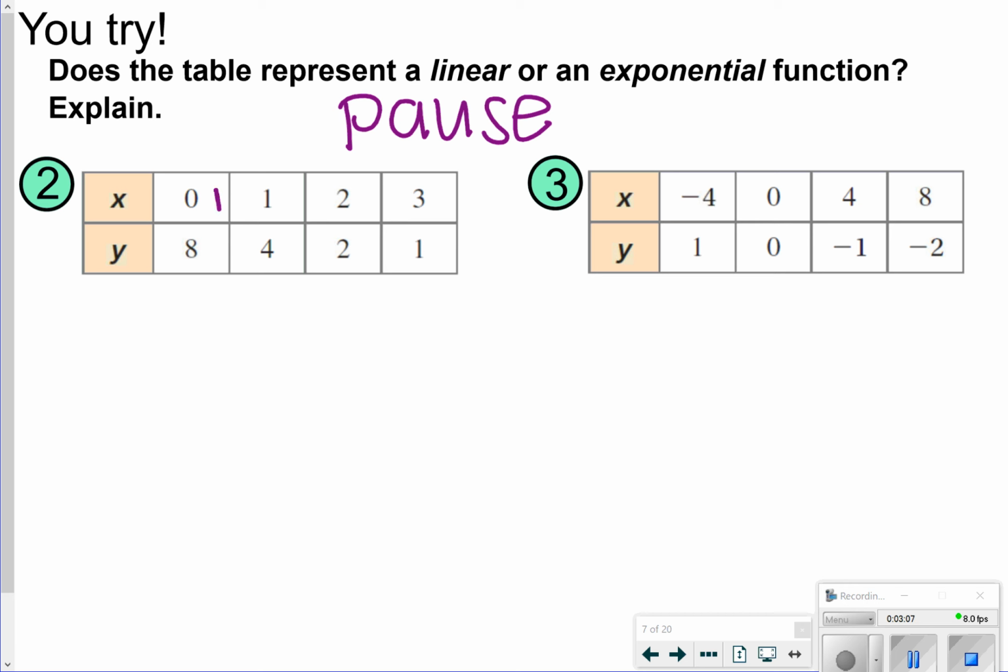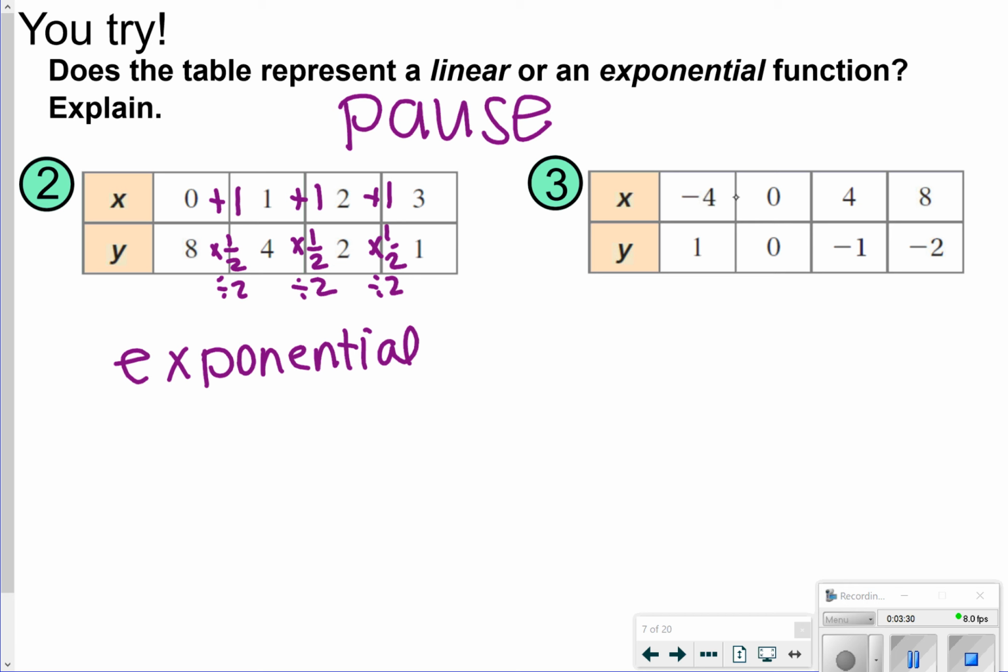Alright, so number 2, we notice that it's increasing by 1 each time for x. And then for y, you can either say it's being multiplied by 1/2 each time. Multiplying by 1/2, though, is the same thing as dividing by 2, and that is totally fine because you're still multiplying technically. So we would say number 2 is exponential. Number 3, we notice that we are adding 4 each time to x. And then for y, we are adding a -1 each time for that one. So this one we would say would be linear because there's no multiplication for the value of y.